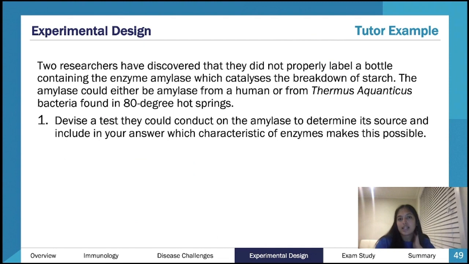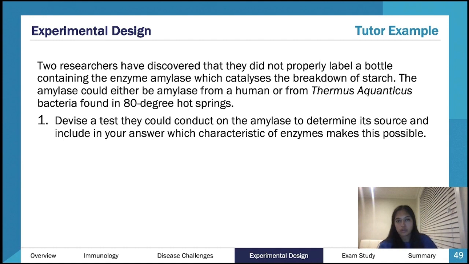Two researchers have discovered that they did not properly label a bottle containing the enzyme amylase, which catalyzes the breakdown of starch. The amylase could either be amylase from a human or from Thermus aquaticus found in 80-degree hot springs. So devise a test they could conduct on the amylase to determine its source, and include in your answer which characteristic of enzymes makes this possible.